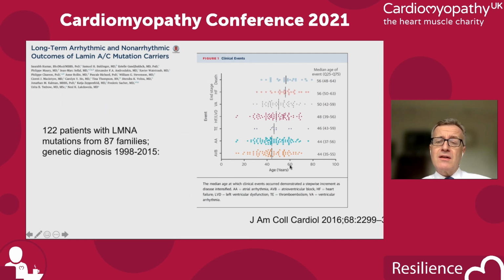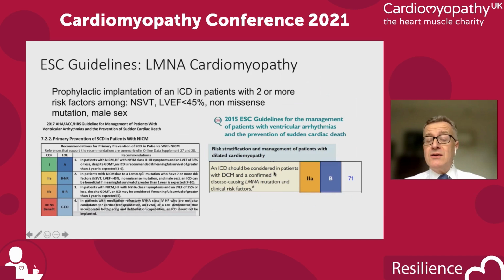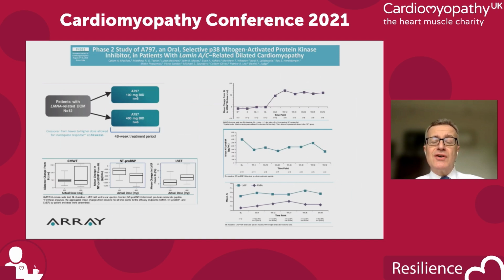If they survive that phase of the illness, they may then in their 40s, 50s, and 60s start to develop progressive heart failure. So early diagnosis of this condition is really important because we can intervene with defibrillators, and this has already made its way into guidelines. So early implantation of defibrillators is now recommended in this condition. And here we're also seeing the development of drugs which are specifically designed to treat people with this type of dilated cardiomyopathy. So there's now a randomized trial, and we should know by the end of the year whether there's a positive signal in this trial.